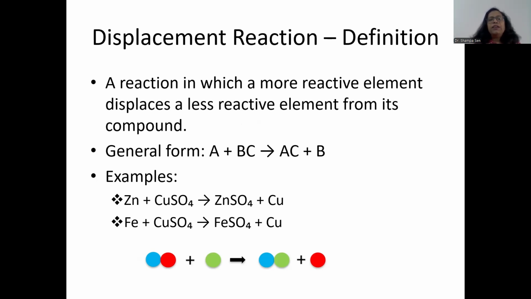Zinc plus copper sulfate giving you zinc sulfate plus copper. So here copper is replaced by zinc. Similarly, iron plus copper sulfate giving rise to iron sulfate plus copper. Here copper is replaced by iron.